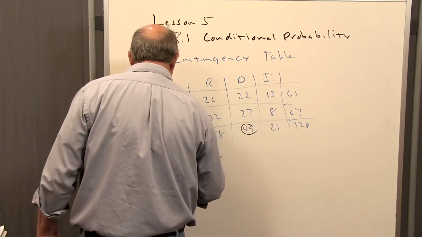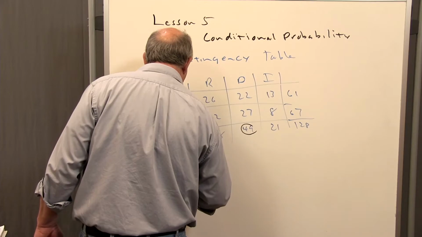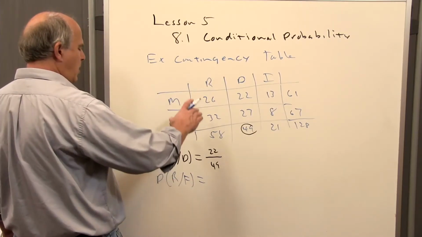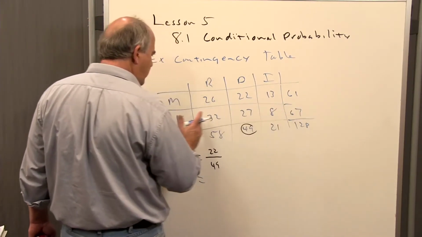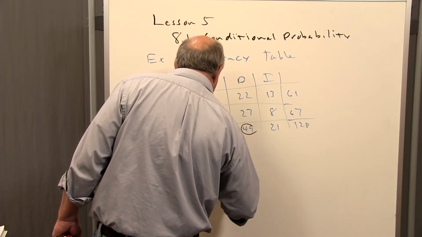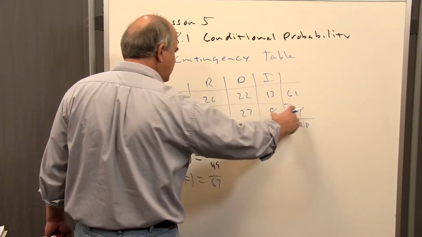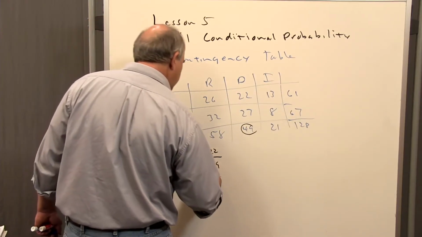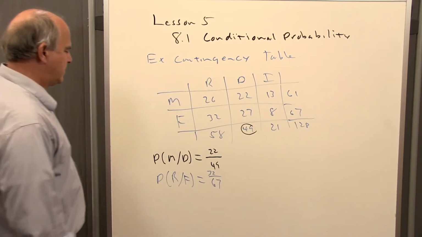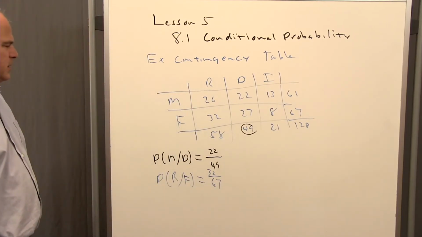Or what's the probability that somebody's Republican given that they're female? So now we're restricting ourselves to a row, not a column. Our given is our females, so there's 67 of them. 67 females, and of those 67, how many are Republican? The answer is 32. So 32 out of 67. That's a 3, by the way. Okay, 32 out of 67.